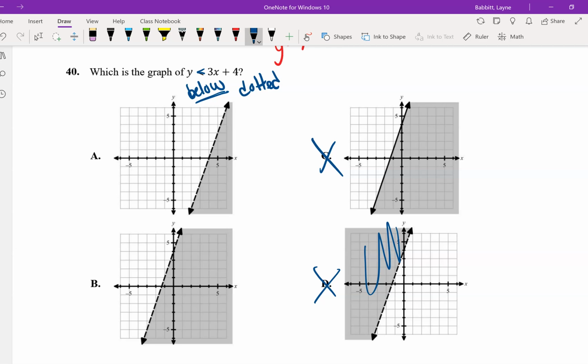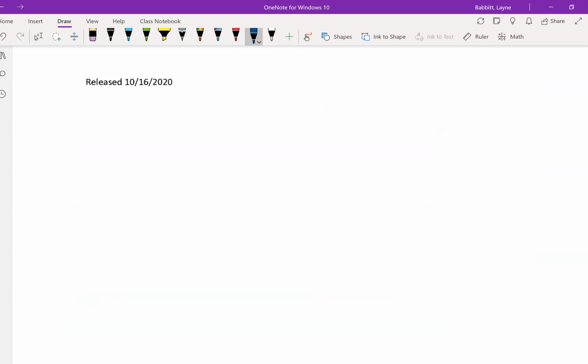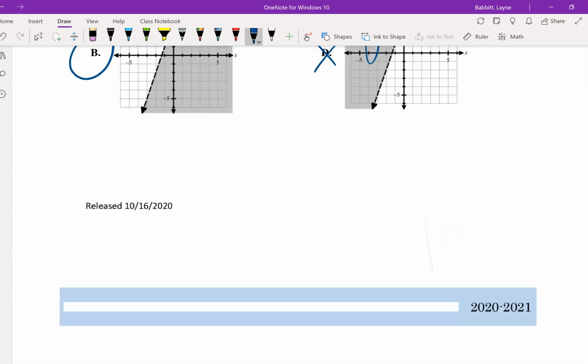And then my only answer options are A and B, and I need to check to see which one is the correct line. It needs to have a y-intercept of 4 and a slope of up 3 over 1. This one has a y-intercept of 4. A has an x-intercept of 4. That's not what this means. This is y-intercept. If it's not A, it's got to be B. And that is it. Okay, that was quick.